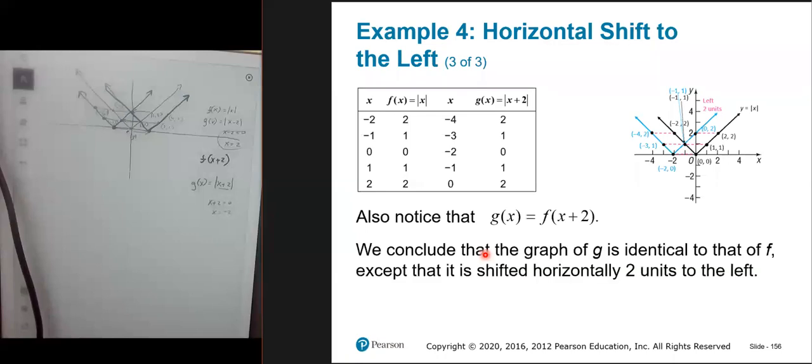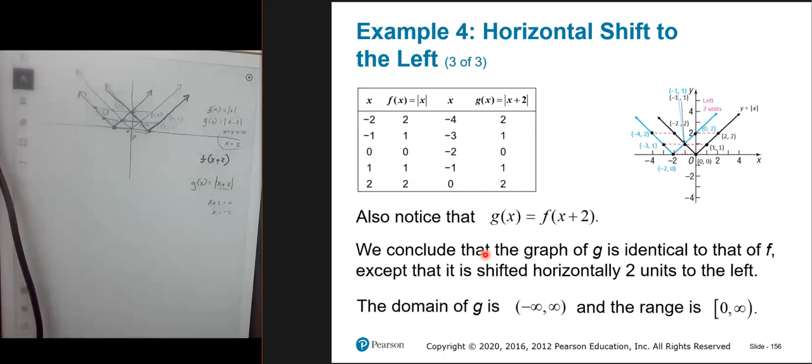Okay, we conclude that the graph of g is identical to f, except that it is shifted horizontally 2 units to the left. When you add to the x, it's a shift to the left. If you subtract from x, it's a shift to the right. The domain remained the same, and so did the range.